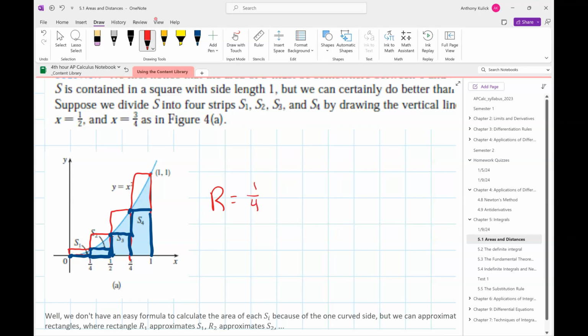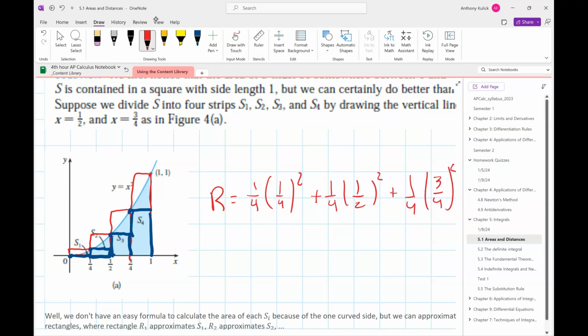So that was 1/4 times f of 1/4 plus 1/4 times f of 1/2. In fact, I'm going to cut the f of. I'm just going to use x squared, right? Because that's what we're using. That's our f.